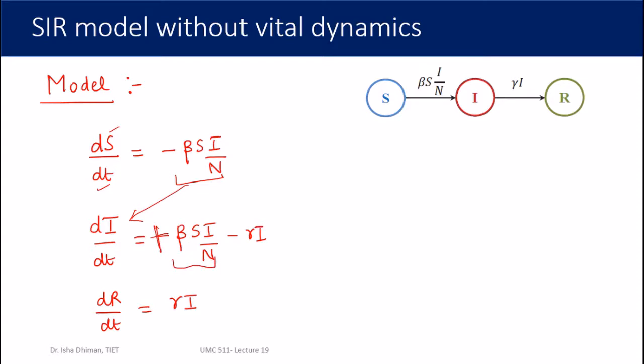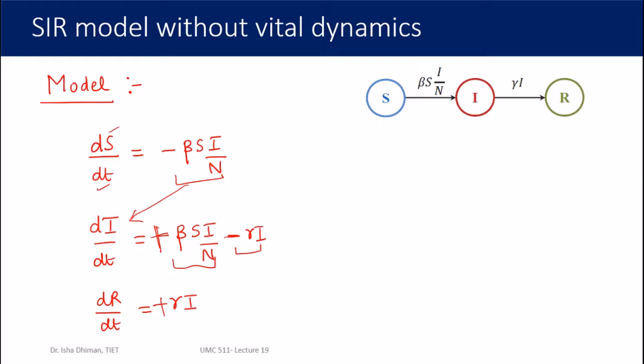And similarly from infected to recovered, these many people are going, so it's with a negative sign here. So here it is with a plus sign. That means if you add these three equations, you will get it equal to 0. So dS/dt plus dI/dt plus dR/dt will be equal to 0, because S plus I plus R is constant, that's not changing with respect to time. So it should be conserved on the right hand side.